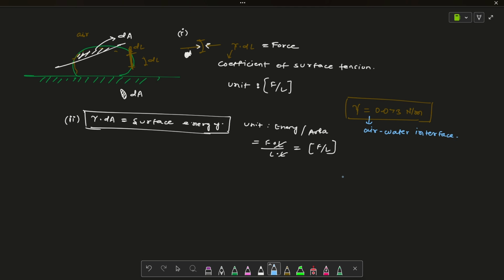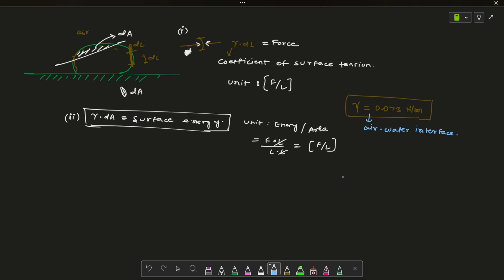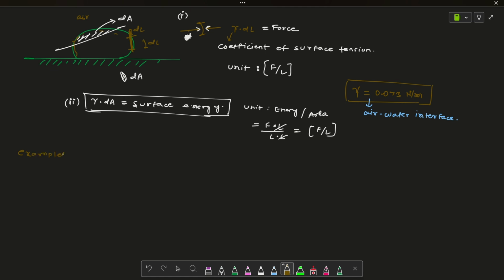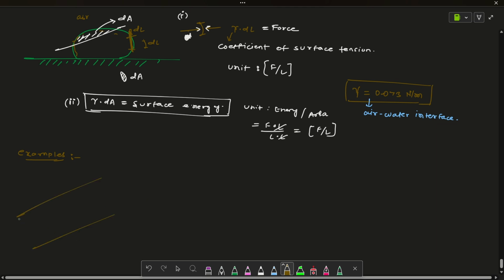If the interface is curved, then for mechanical balance there is a pressure difference across the interface, the pressure being higher on the concave side. I will discuss some examples here to illustrate the idea of surface tension. You have learned it here in a theory manner; now how will we use it in the real world?